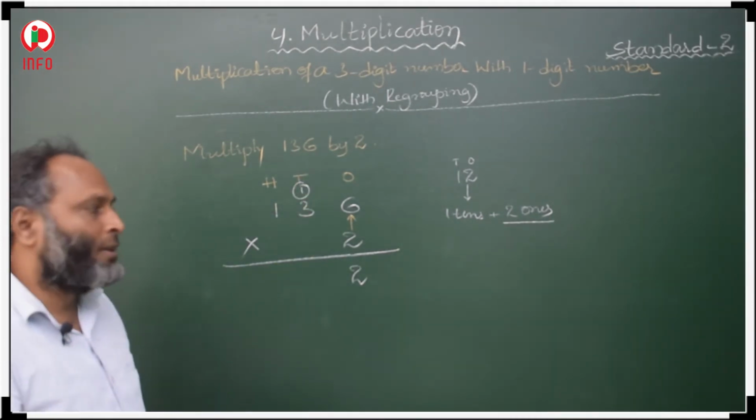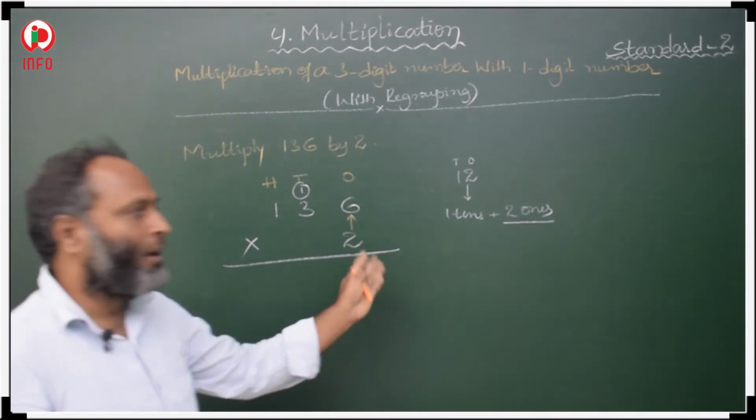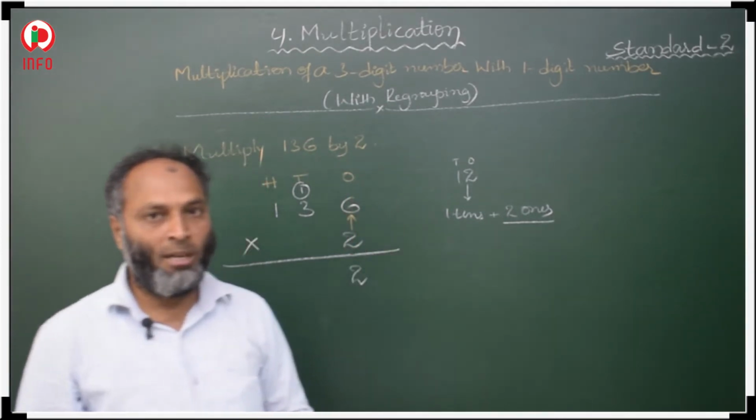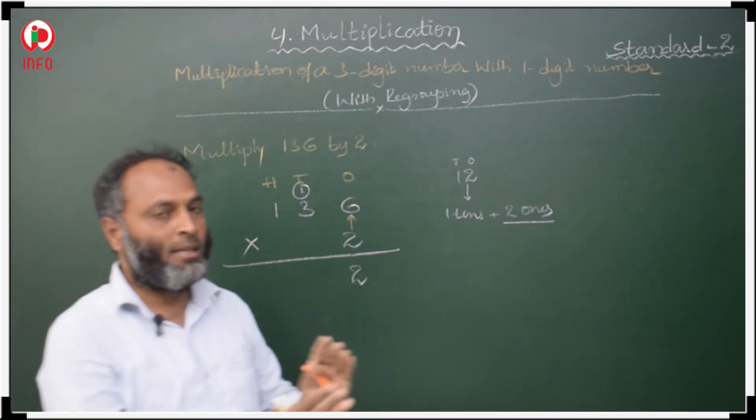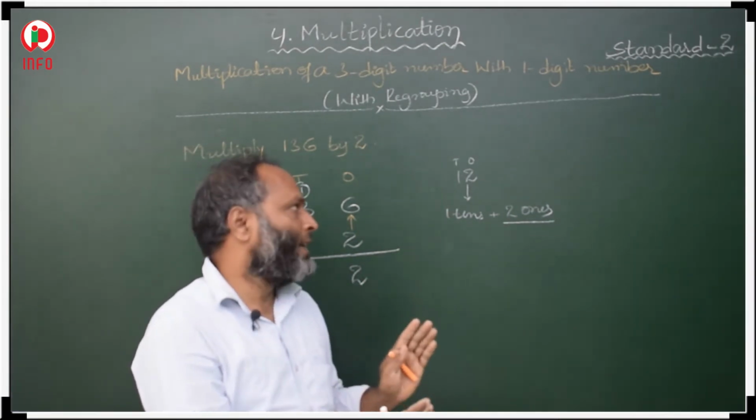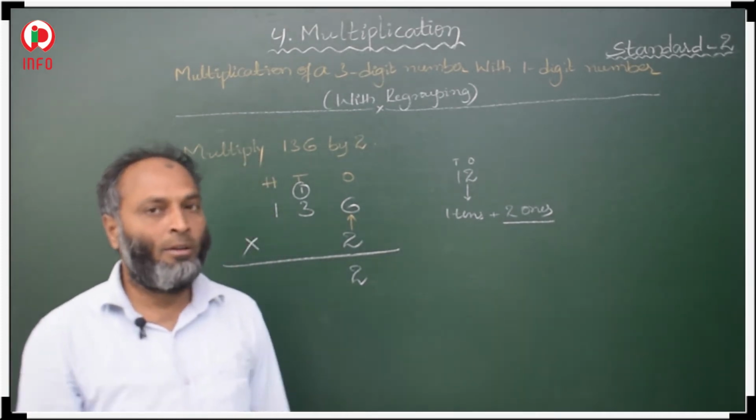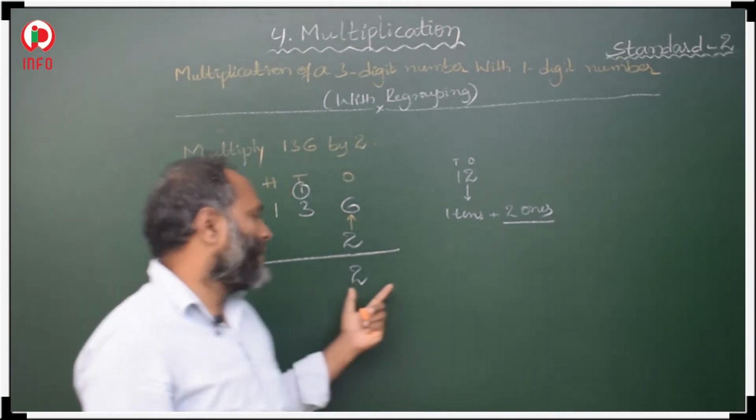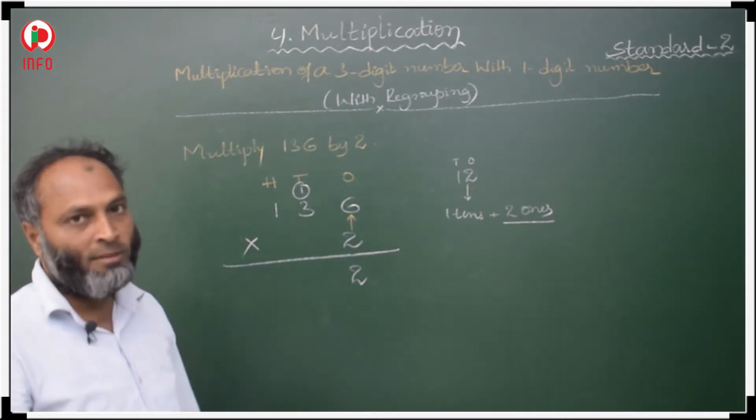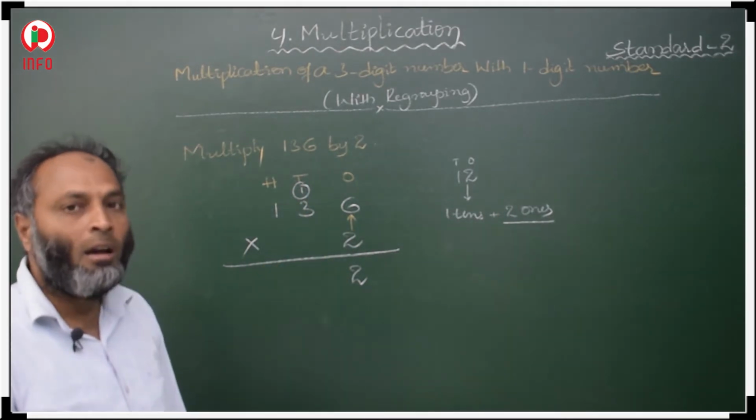Now after that, this is regrouping. 12 is a 2-digit number, so we have to regroup it into ones and tens. What is there in the ones place and what is there in the tens place? 12 means 1 ten and 2 ones. 2 is in the ones place, 1 in the tens place, that one we have to carry over to the tens place.